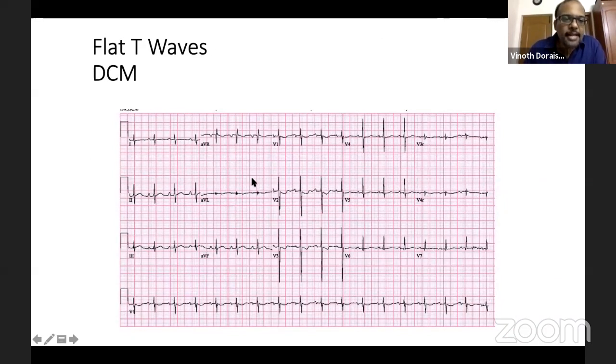Another patient who has a dilated cardiomyopathy is an example of the flat T wave. You can see the T waves are very flat in the precordial leads. Dilated cardiomyopathy can also sometimes cause low voltage QRS complexes. You can see the QRS complexes are low voltage in the limb leads and in some of the precordial leads. That is due to the dilated cardiomyopathy.